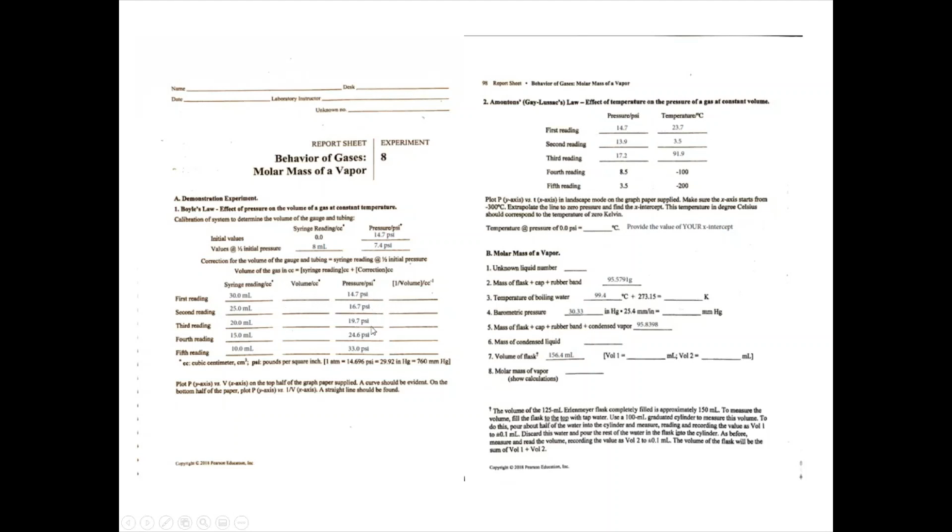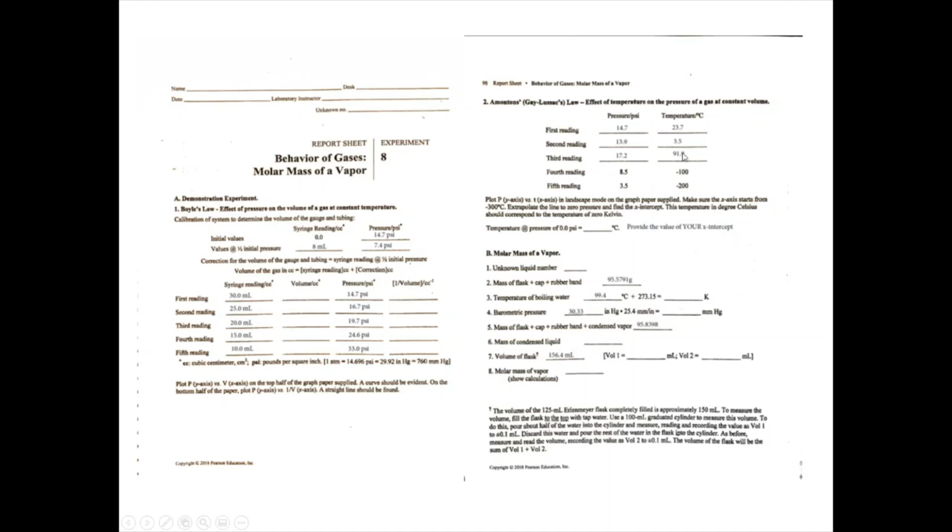And then these are the pressures as we measured them from the gauge. So then you can plot pressure versus volume, and then you can calculate 1 over volume and plot pressure versus 1 over volume. So on this page, we have the Amonton's law data.